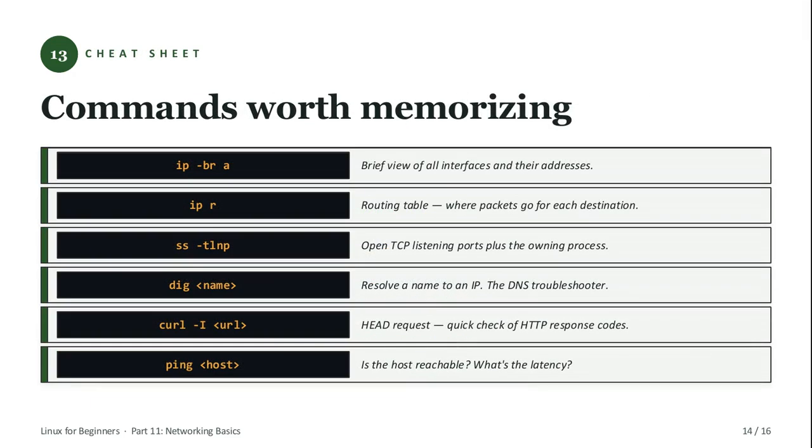So here's a small cheat sheet worth committing to memory. When something feels off, walk down the stack. ip a to confirm you have an address. ip r to see where your packets are headed. ss -tlnp to check what's actually listening locally. Then dig to test name resolution. curl -I to poke the service itself, and ping to ask the simplest question of all. Is anything home? Six commands, and you can diagnose most networking problems you'll meet.